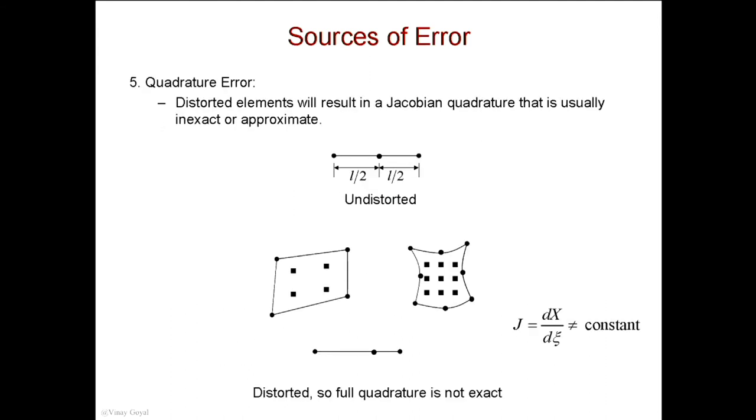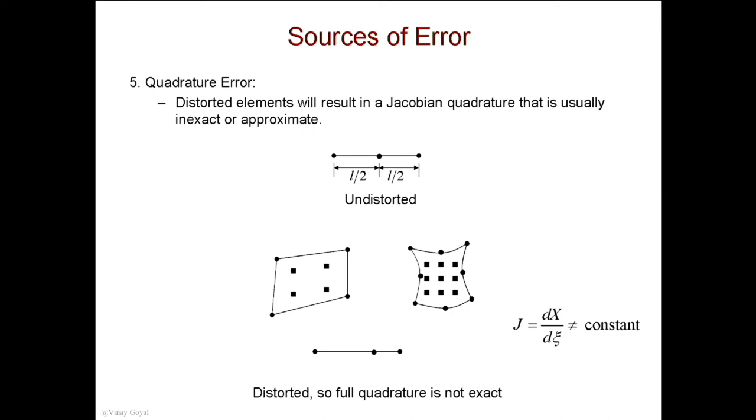So let's talk about quadrature error now. If you have a distorted element like this, we discussed this, if this node is not in the midpoint of this edge, then you will have a distorted element. No, I'm sorry, this one is placed in the middle, so this is an undistorted element. But if it's placed away from the midpoint, then it will be a distorted element, and so the Jacobian will be a rational, irrational, or fraction. So it's not going to be an exact integration scheme, it's going to be approximate.